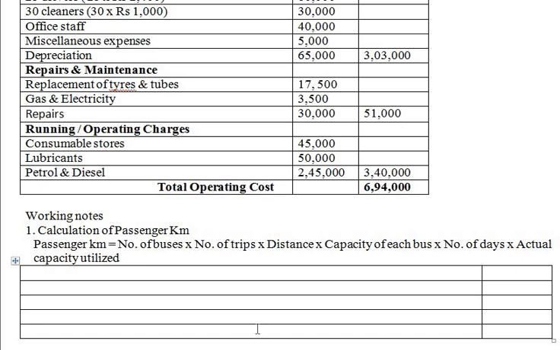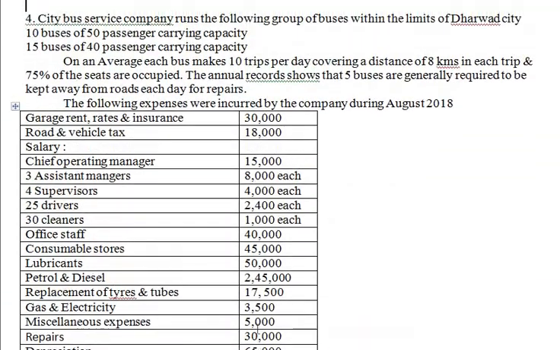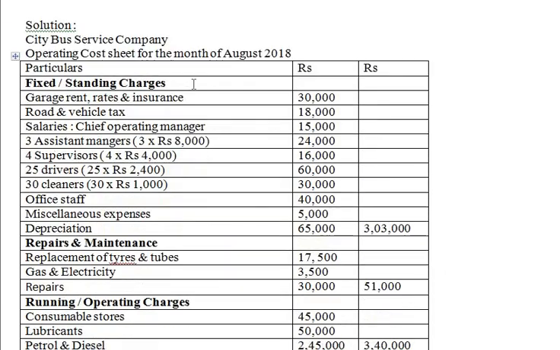Now here there are two sets of buses. Okay, so I have put this chart. Now go through the problem. Second line: 10 buses of 50 passengers and 15 buses of 40 passengers. So you will have to remember this. On an average, each bus makes 10 trips per day, covering a distance of 8 kilometers in each trip, and 75% of seats are occupied. Now this annually we will take it later. First we will find out this.